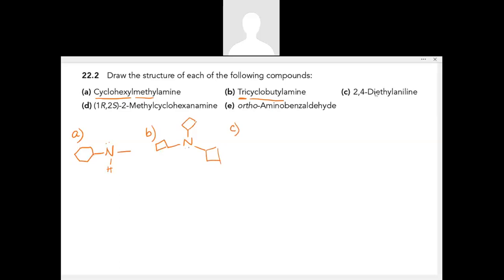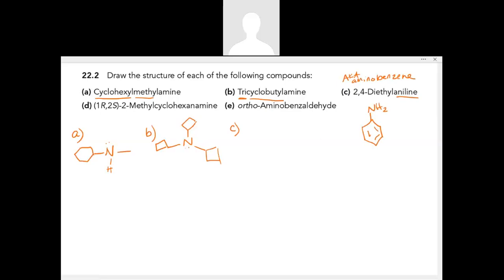Then in part C here, we have 2,4-diethyl-aniline. So we have aniline. That's another name for, we could say, AKA aminobenzene. We've worked with this in the past in a lab. So hopefully you are familiar with this compound by now. So again, we have that amino group there.